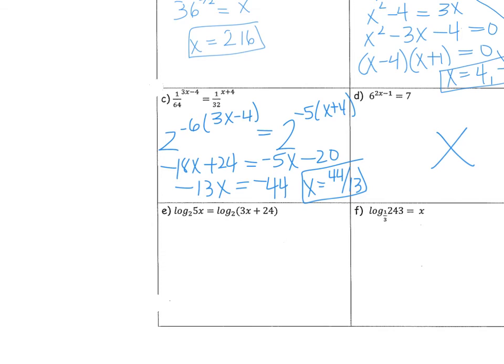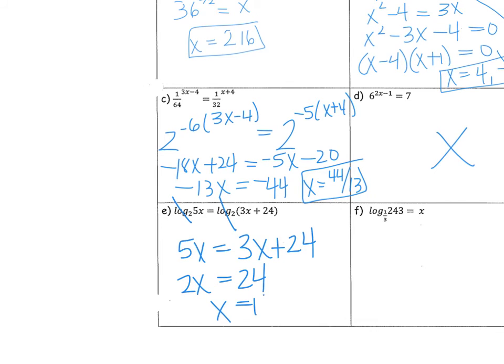Letter E, if you notice, we have one log on the left and one on the right, so we're going to drop them. So we get 5x equals 3x plus 24. Get my x's on one side, I get 2x is 24, x is 12.